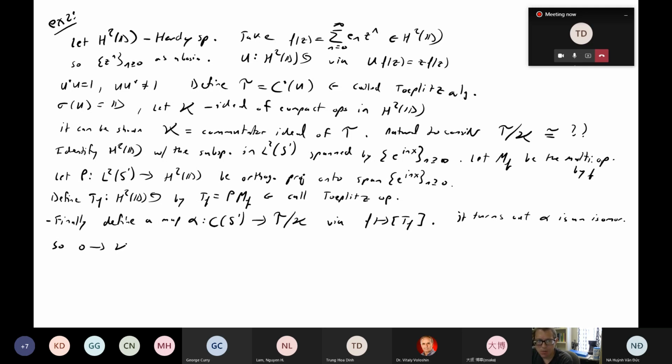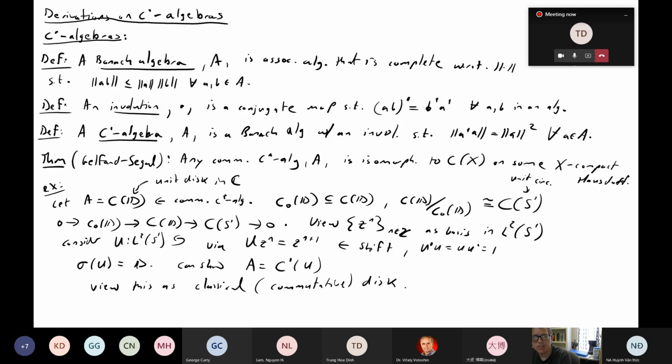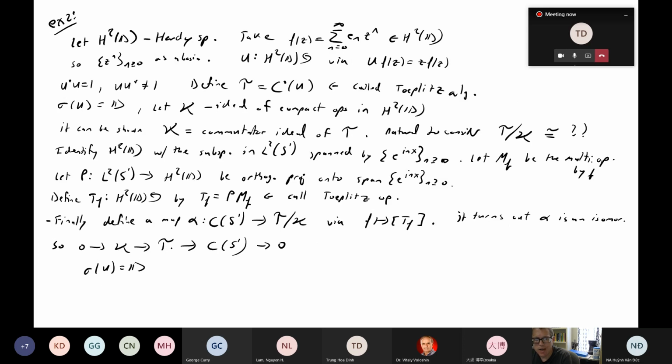So I'm going to have my ideal of compacts sitting inside my Toeplitz algebra, which when I look at my quotient through the homomorphism, it's going to be C of S1. And if I pair it with the spectrum of U being the disk D, I've got a very, very similar structure to what I had over here. Here's my short exact sequence. Here's my spectrum.